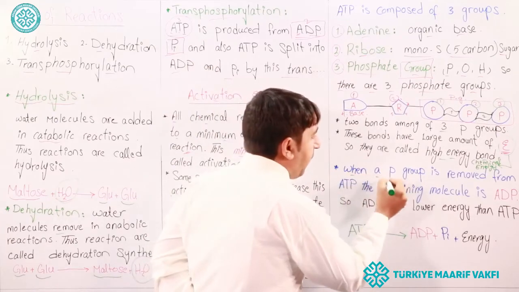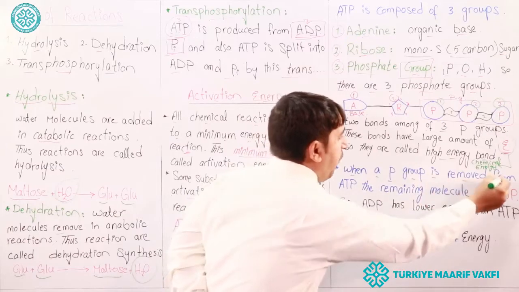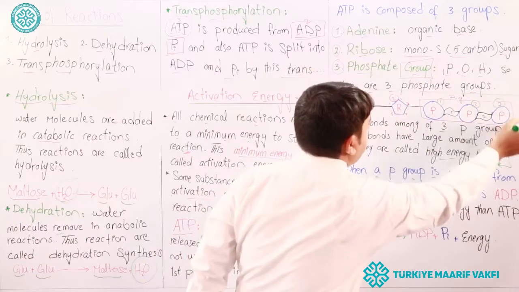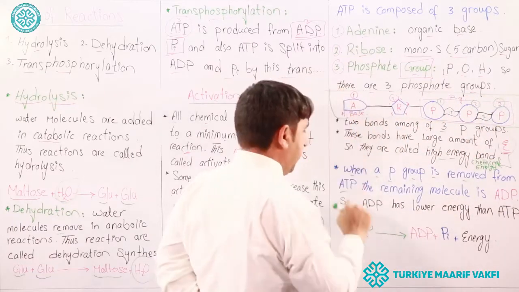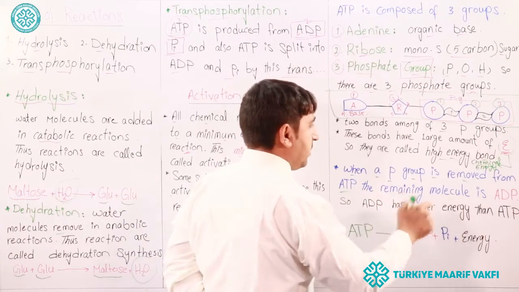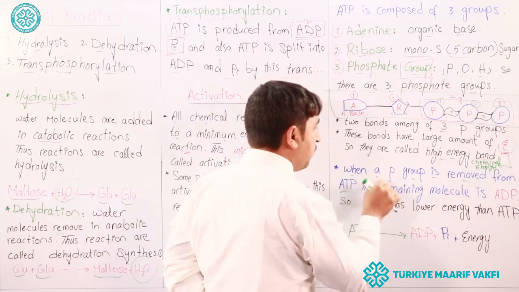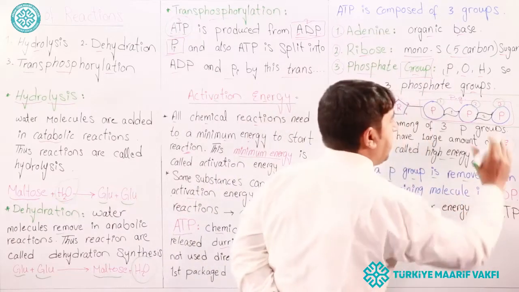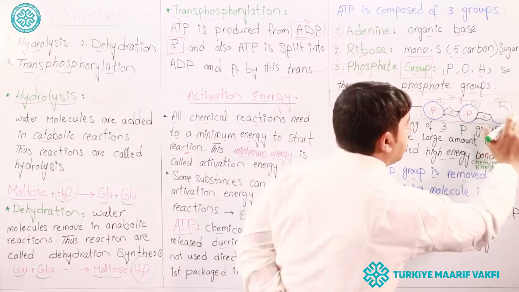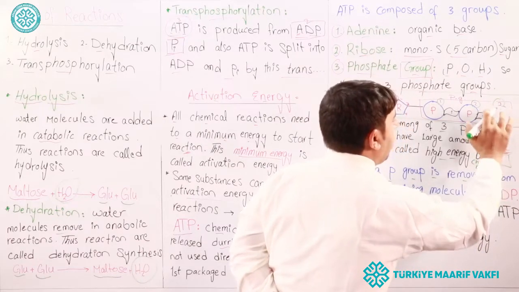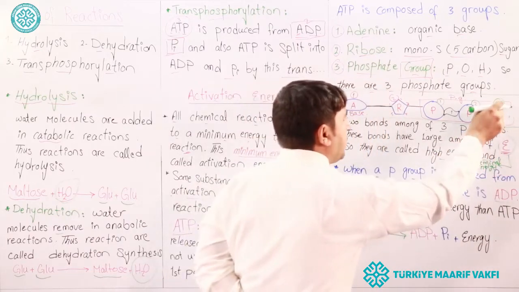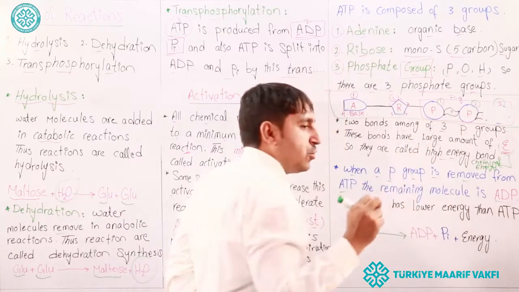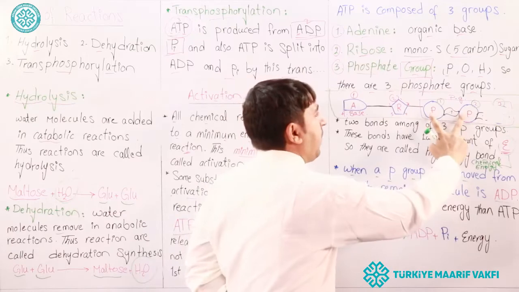When a phosphate group is removed from ATP, now it is the structure of ATP. When we remove one phosphate group from ATP, the remaining molecule is called ADP. Now we are going to remove this part and this bond. When we remove one phosphate group and one bond, what is the remaining structure? Diphosphate now we have here.